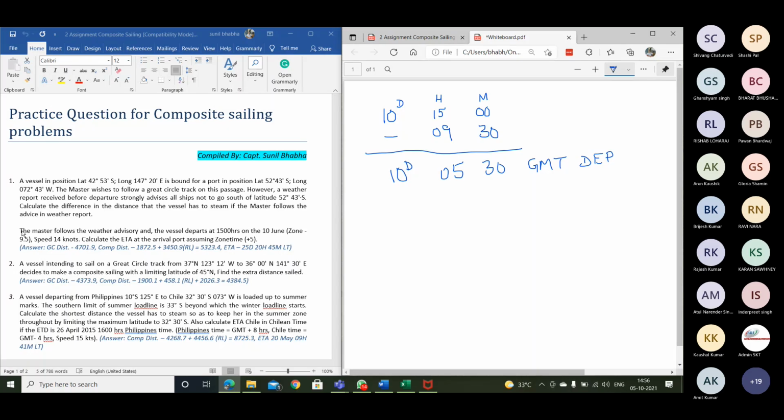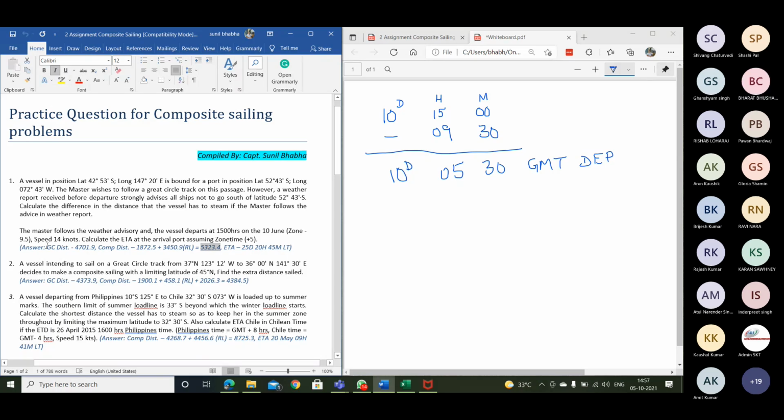Now in this question, the master is following the weather advisory. That means he is doing composite sailing. The master wishes to do the Great Circle track, but the weather report said that you should not go more than 50 to 43 degree latitude. So he has followed the weather advisory. That means he's done composite sailing. So your total composite distance is 5323.4. Right, beta? Up to here, okay?